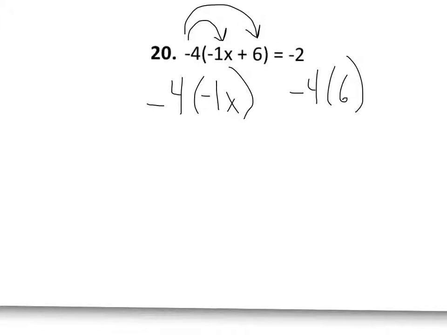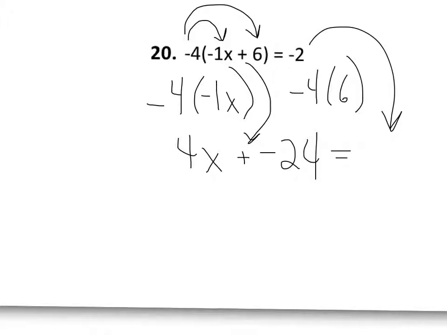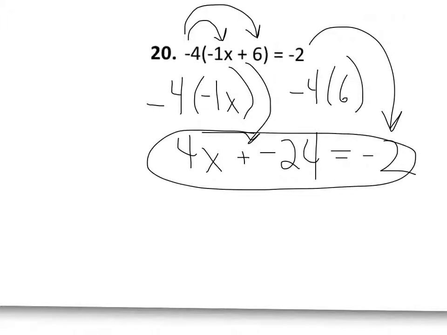Alright? And then let's do that. Negative 4 times negative 1x. Negative times negative is a positive. We get 4x. Negative 4 times 6 is negative 24. Alright? We'll bring the sign down. So we have 4x plus negative 24, and I'm bringing this down over here, equals negative 2. So this is our new equation that we're trying to solve for.